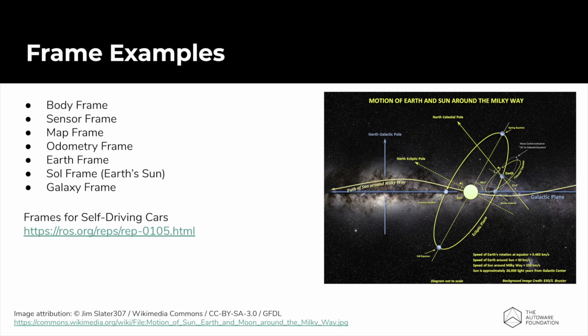As I mentioned before, you can also have a map frame, which is a frame of reference that's relative to a known map. You can also have an odometry frame. You can have an Earth frame. You can have a Sol frame, which is relative to the Earth's sun. You can have a galaxy frame, and so on and so on. But when it comes to self-driving cars, there is something that's been produced by the Open Robotics Foundation called a REP, which defines a common set of frames for automated ground vehicles.